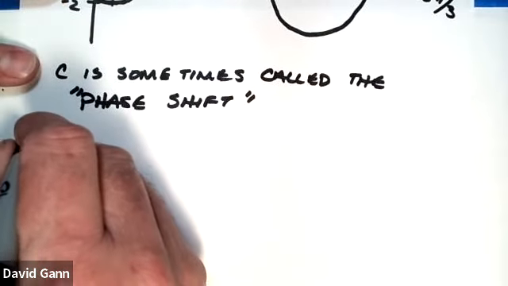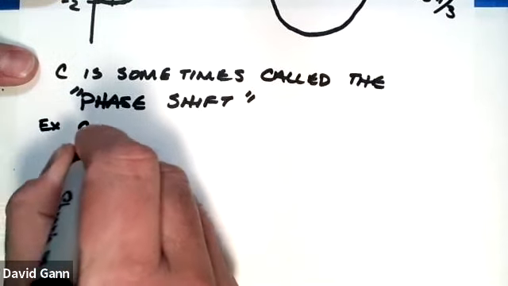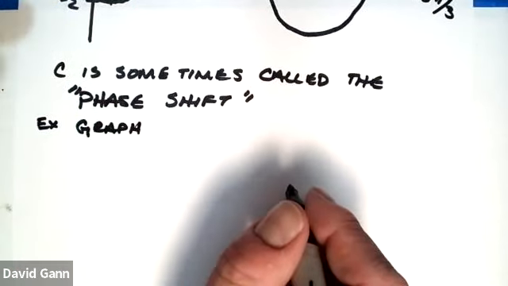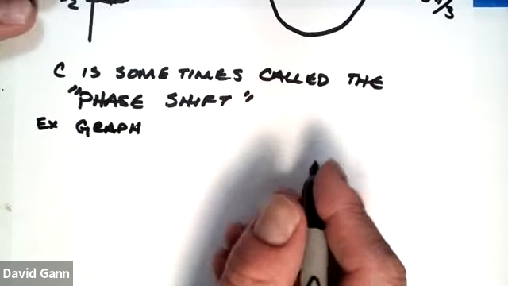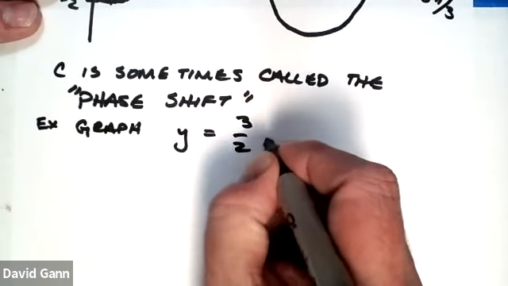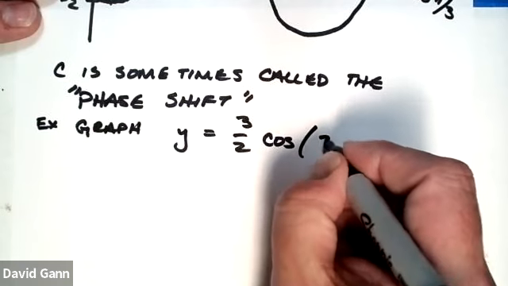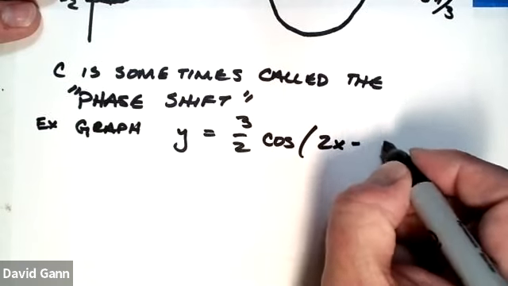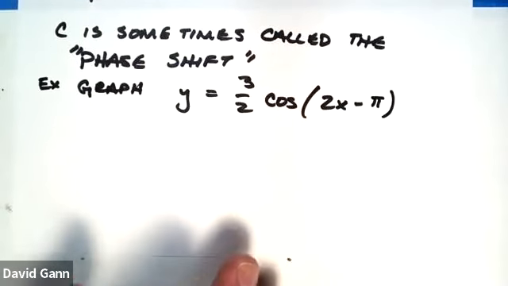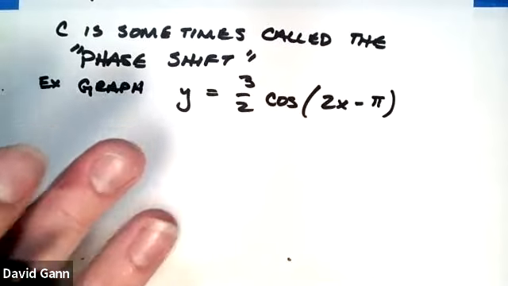Let's graph the equation. This one will actually have both a frequency modulation and a phase shift. So we've got y equal to 3/2 cosine of 2x minus pi. Now, I'm probably going to graph this on the next page because I'm running out of space here. But here's something that I want to point out.